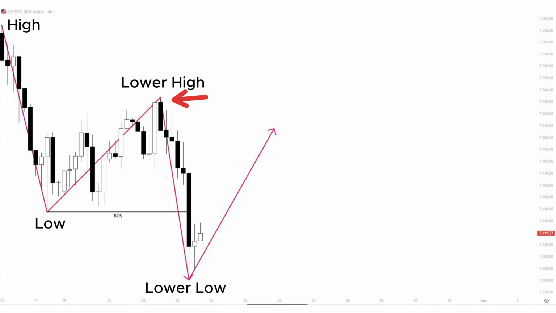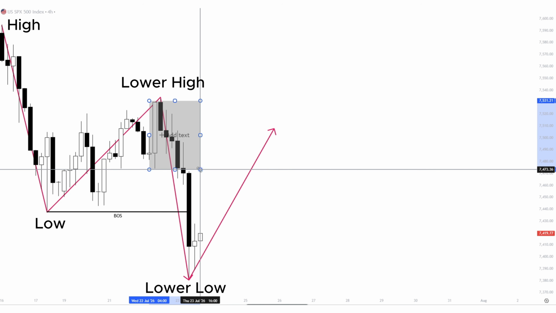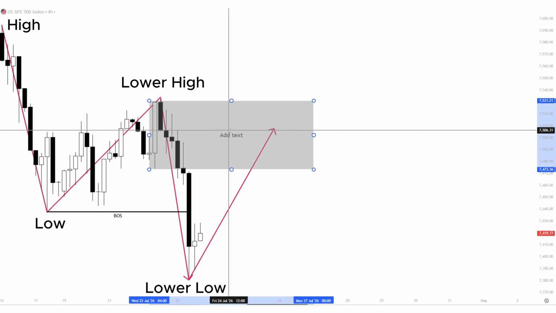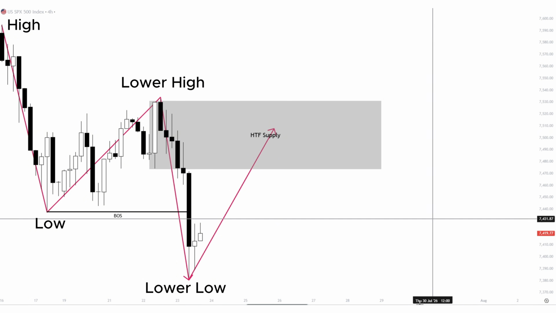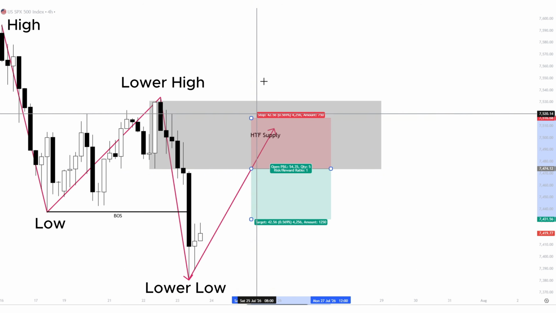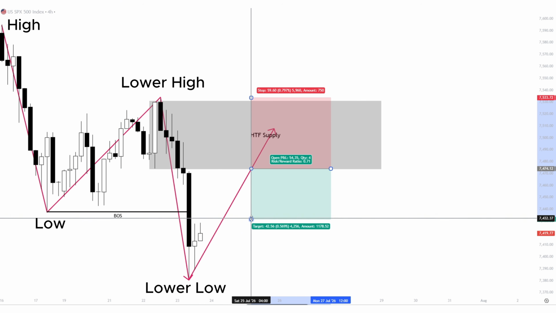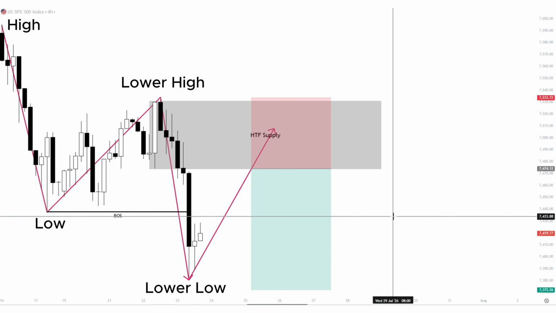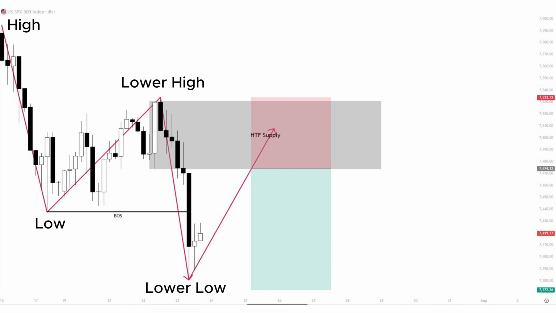And to be more specific, that supply or resistance is the last upside candle before the price started pushing back down. That's this entire candle. This is our high time frame supply. Now normally we would use this supply level to plan a sell setup similar to this one, where we place the entry on the bottom of the high time frame supply, with the stop loss above the last high, and take profit below the low.